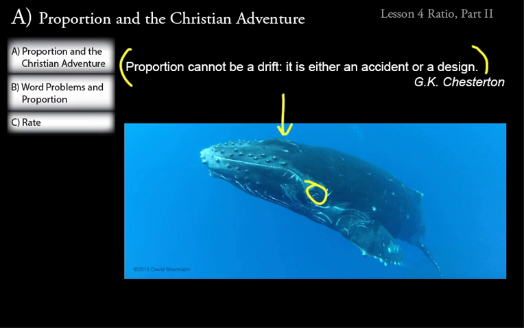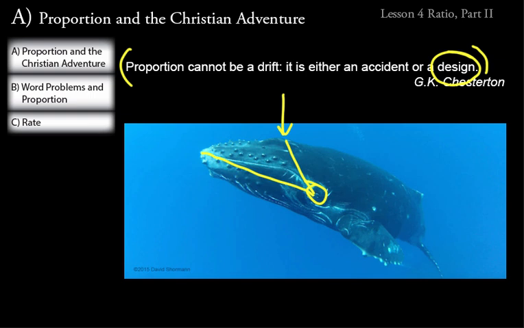Proportion, it's about equal ratios. On this whale, the distance from the blowhole to the eye relative to the eye to the tip of the rostrum, the ratio of those two distances, that should be proportional or equal in another whale to help us identify that as a humpback whale. It's evidence that the whale was designed, that God created it, designed it a certain way.